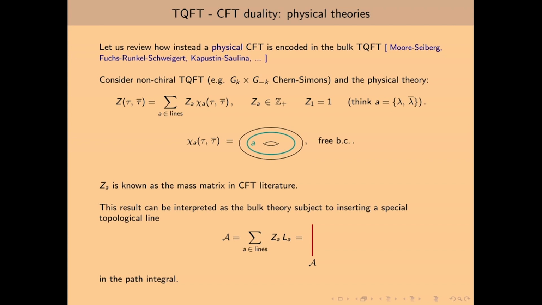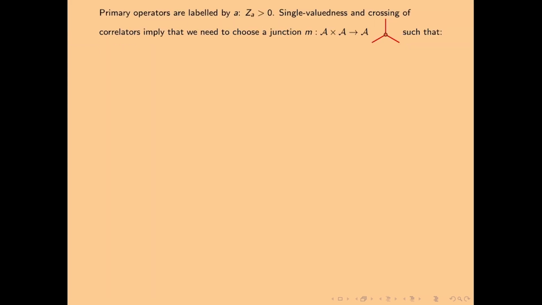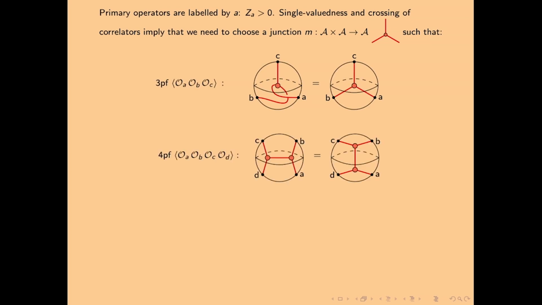But you have more constraints. Of course, this was just the partition function, but this doesn't define a CFT. So to define a CFT, you also need to consider correlation functions. And so if you consider 3-point functions and 4-point functions, you get the following constraints.